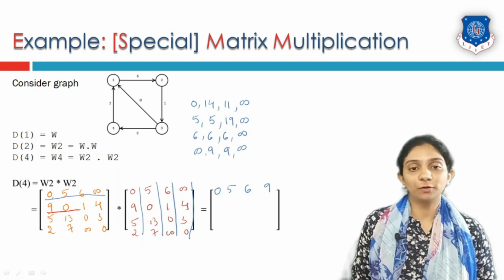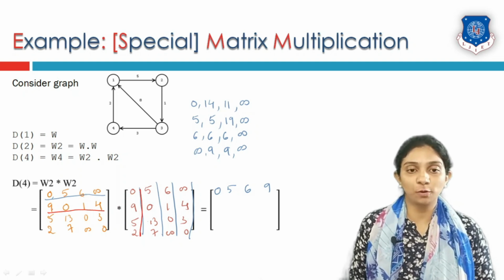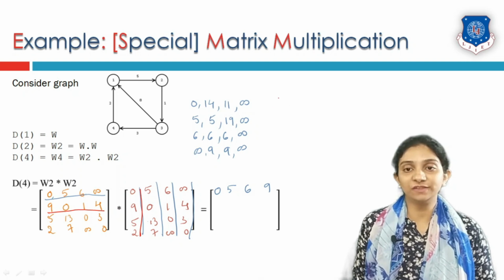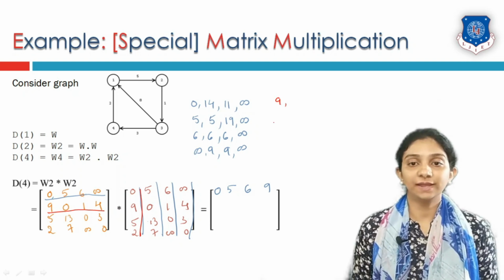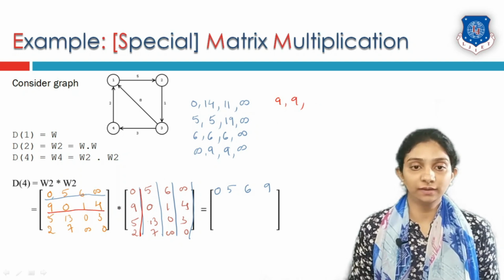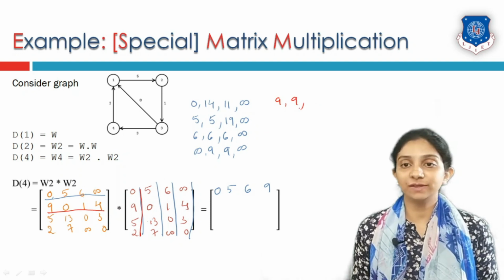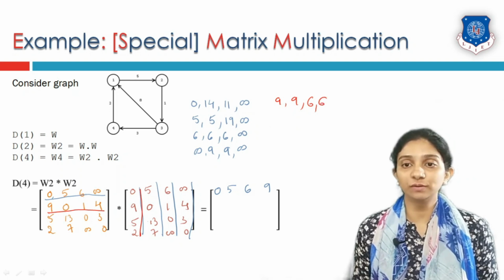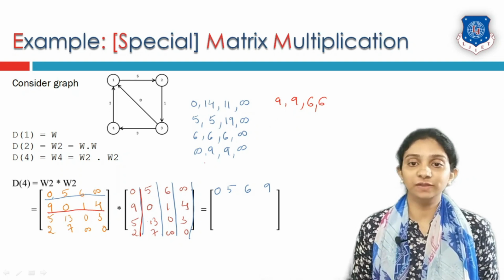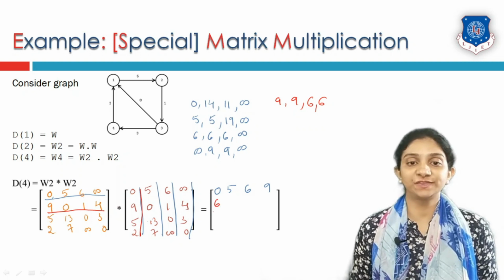Now we will work for row number 2 and column number 1 first. Element by element sum is performed. 9 plus 0 is equal to 9. 0 plus 9 is equal to 9. 1 plus 5 is equal to 6 and 4 plus 2 is equal to 6. Minimum out of these 4 values is 6.